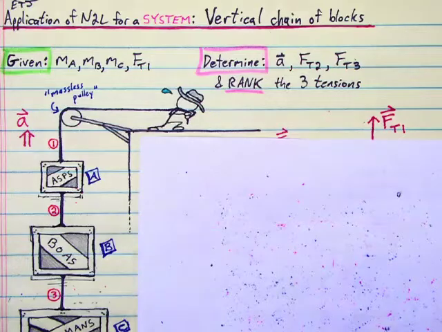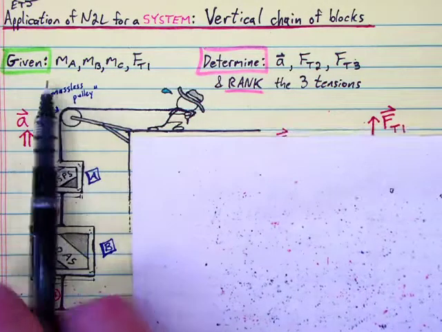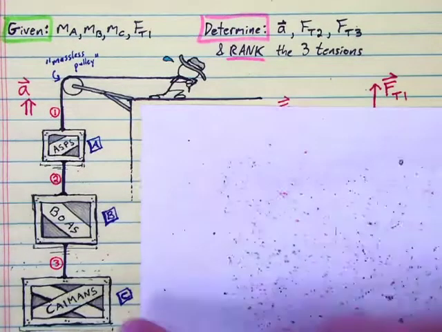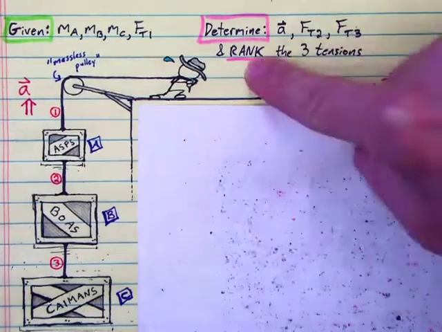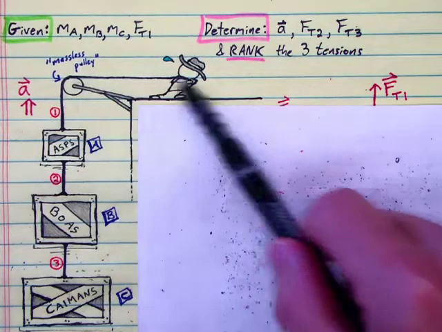In this example, we have multiple objects connected by ropes moving vertically. And so it seems our herpetologist's work is never done. Now these three crates need to be hauled upwards from the loading dock to the housing level. Suppose we are given their three masses and the tension in this rope right here, tension 1.